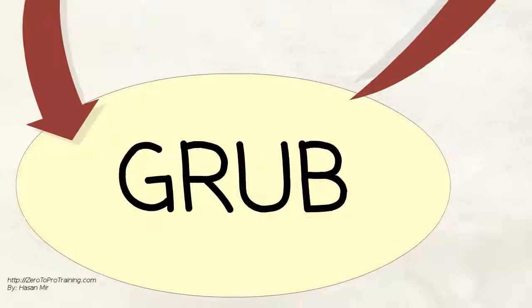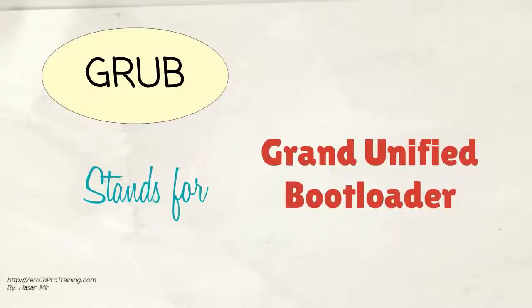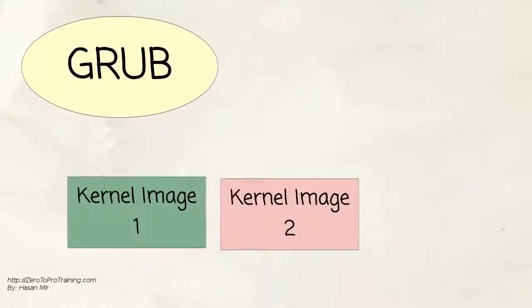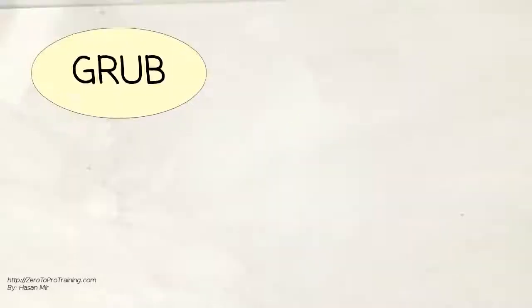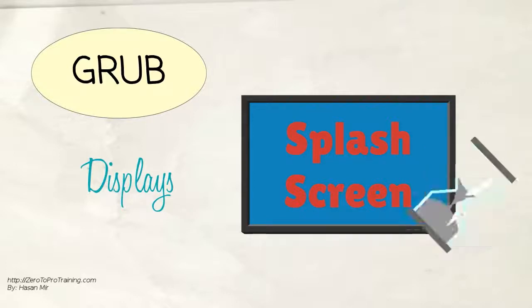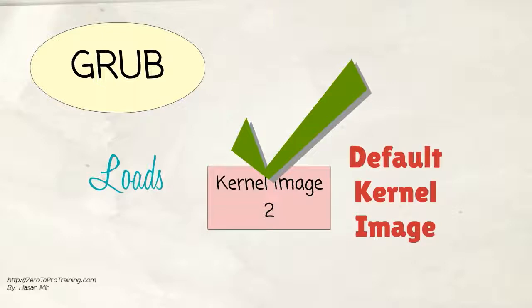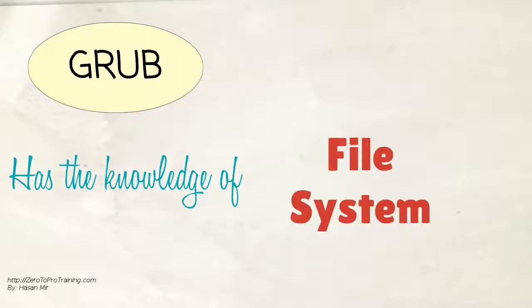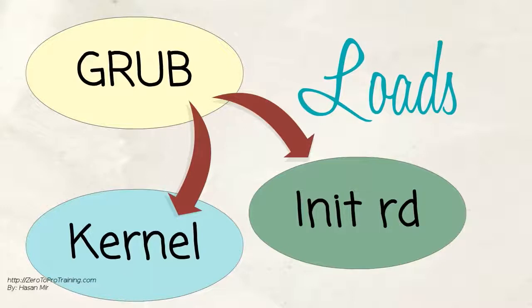Now let's talk about grub. Grub stands for Grand Unified Bootloader. If you have multiple kernel images installed, then you can choose which one to be executed. It displays a splash screen and waits for a few seconds. If nothing is entered, it loads the default kernel image, as specified in the grub configuration file. Grub has the knowledge of the file system. The configuration file is called grub.conf. In short, grub just loads and executes kernel and initrd images.